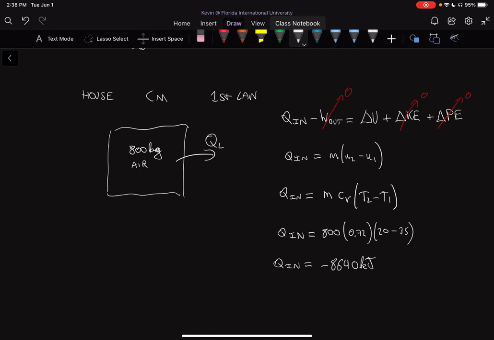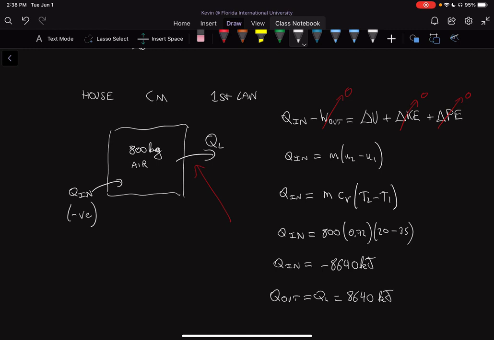Now that it's equal to negative 8,640 kilojoules, we can say that our QL is not in, it's out. What we just found was that Q in is negative. Therefore, Q out, which is equal to QL, is going to be positive. It's going to be equal to 8,640 kilojoules.